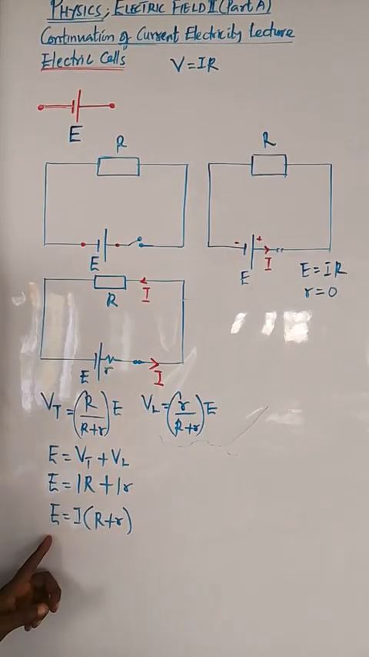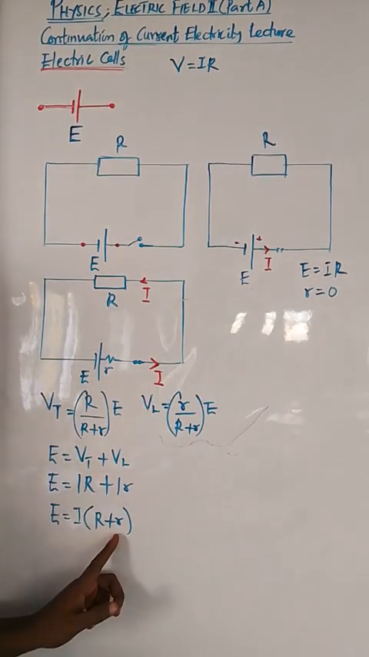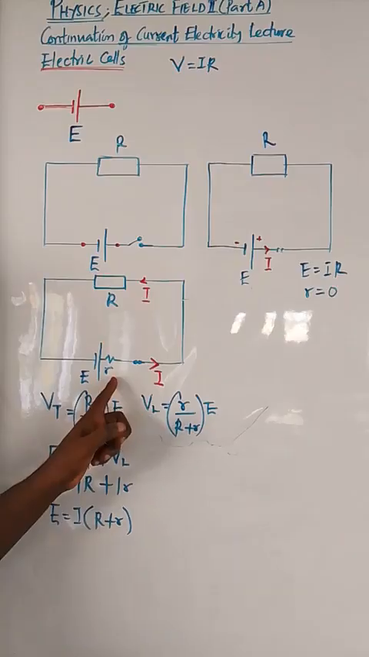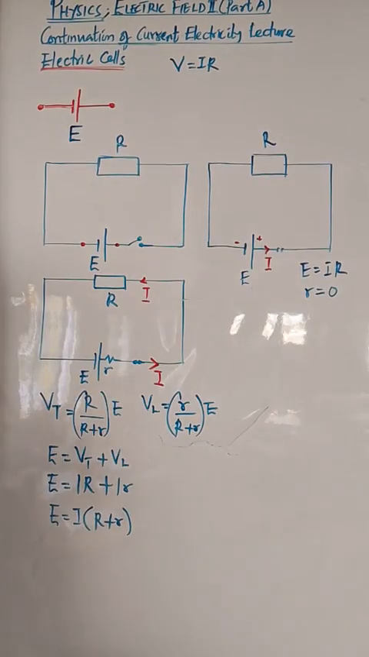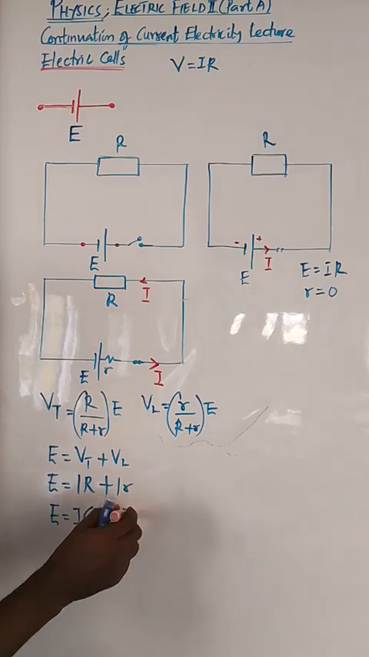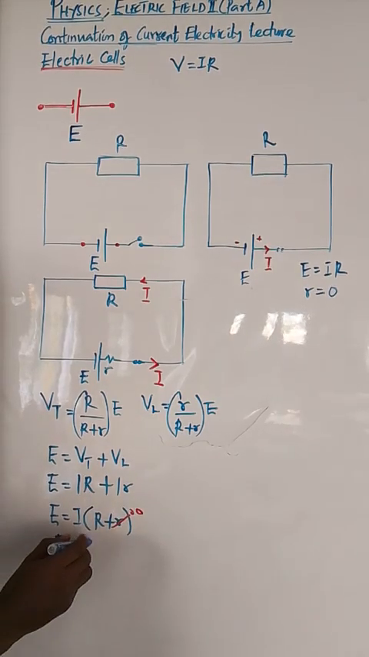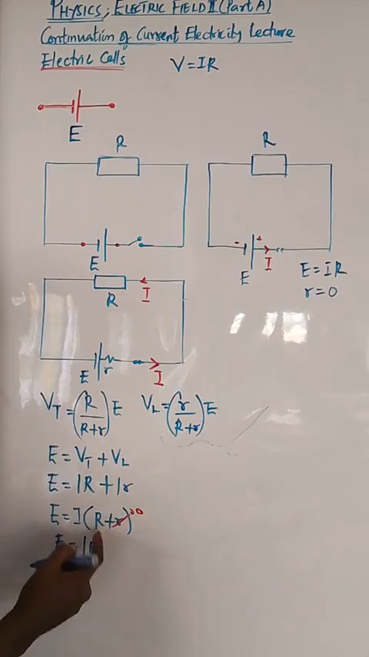So this is the PD, the potential difference. Now recall what we did here. If our internal resistance r is 0, if this battery has no internal resistance, or if we neglect its internal resistance, r becomes 0. If we set this r to 0, what happens? We have E equals IR, because 0 plus R is R.